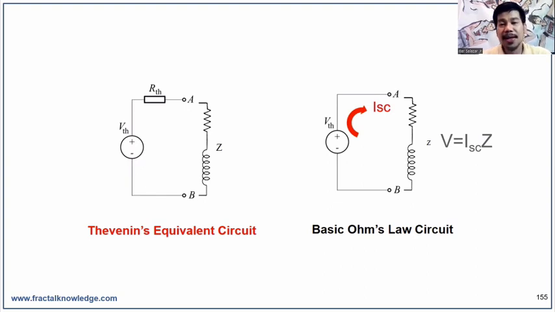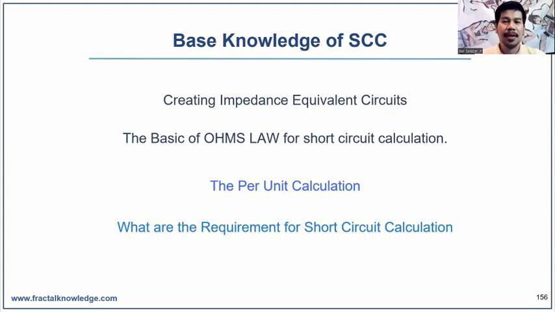We are done with the impedance equivalent and its formula per unit. In the next topic, we will discuss the per unit system and why it is used. Let's take a look at the last two items of the base knowledge of short circuit calculation, the per unit and the requirement of short circuit calculation.